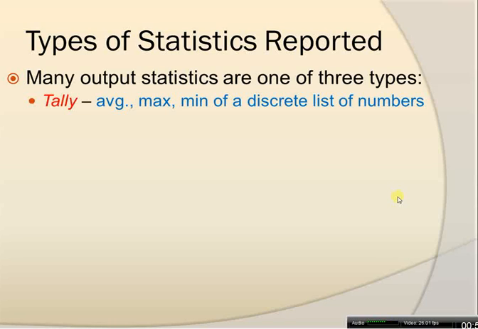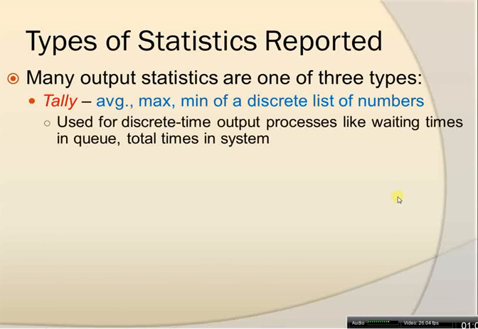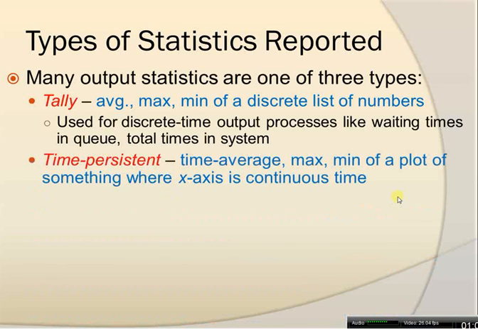For example, the waiting times in queue for an entity. You have so many entities that pass through during the model, and you get the list because it's indexed by the entity index. So when you look at the average waiting time for an entity, or average cycle time, which is the total time spent in the system, that's an example of a tally. So total time in the system is one of the examples.